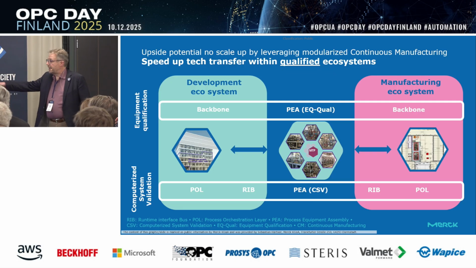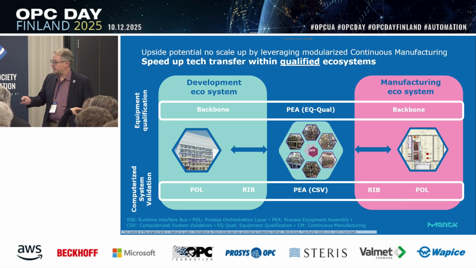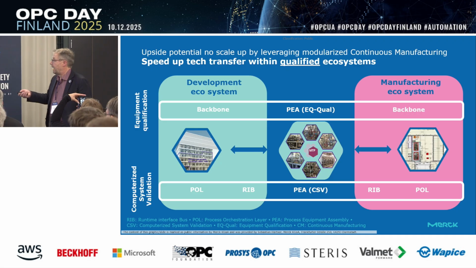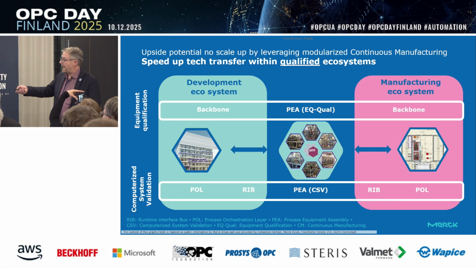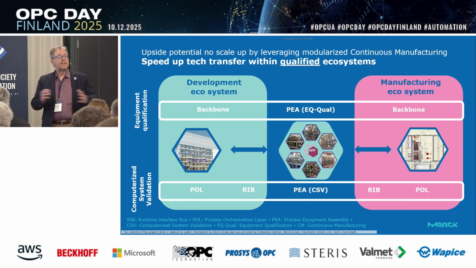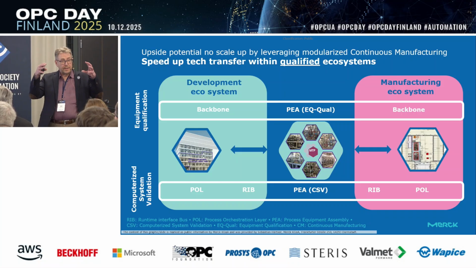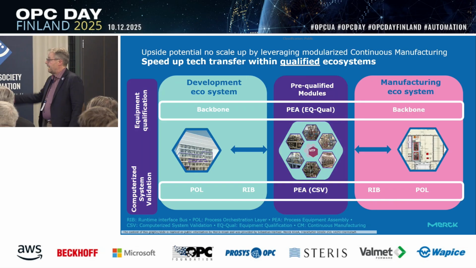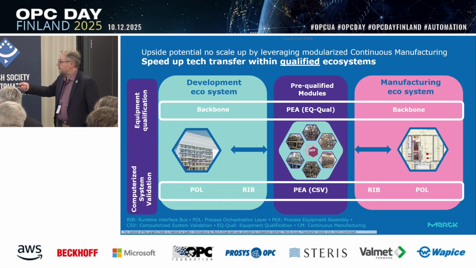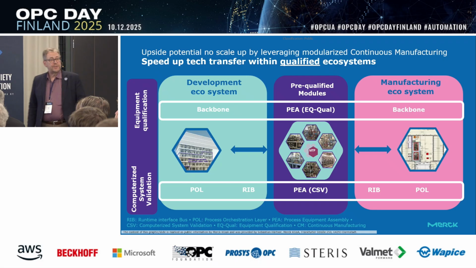There we need to look at the backbone, and we have the equipment qualification topic and the automation, the computerized system validation topic to cover. And we have two ecosystems, and we have a set of pre-qualified modules you can easily move into any area where the modules themselves have their capabilities confirmed, stand alone, and then you can use those. These are the pre-qualified modules. So, and the biggest challenge was to integrate both ecosystems with one quality management system.